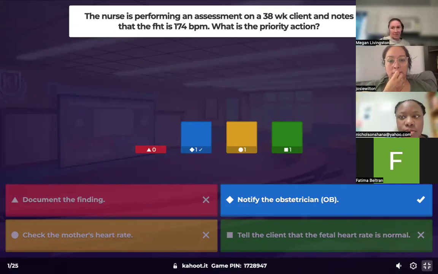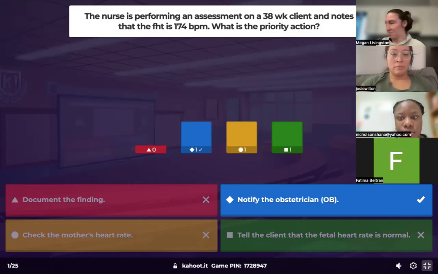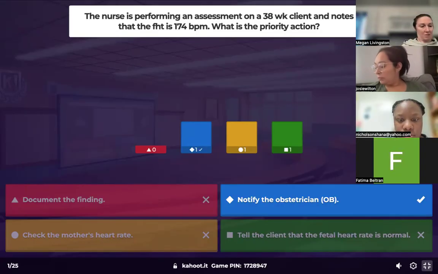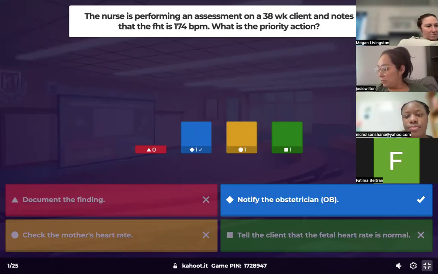If a fetal heart tone is above 160, we're going to be concerned because that is indicating that the baby is in distress. Typically, if the baby's heart rate is elevated, it can be related to something like maternal infection. If mom has a temperature, baby's heart rate could go up. So anytime it's above that 160, we're going to want to notify the doctor.